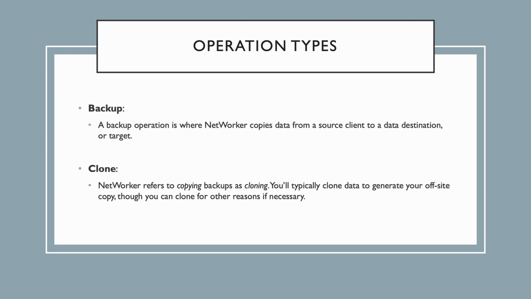Now, as you'd expect, a backup operation in NetWorker is where NetWorker copies data from a source client to a data destination or target. In the next section, I'll cover off what those targets can be, but for now, this explanation is actually sufficient. Of course, once a backup is done, you need a way to protect your backups. After all, a backup should never be a single source of failure, so you'll want to replicate or copy your backups. In NetWorker, this is referred to as cloning.